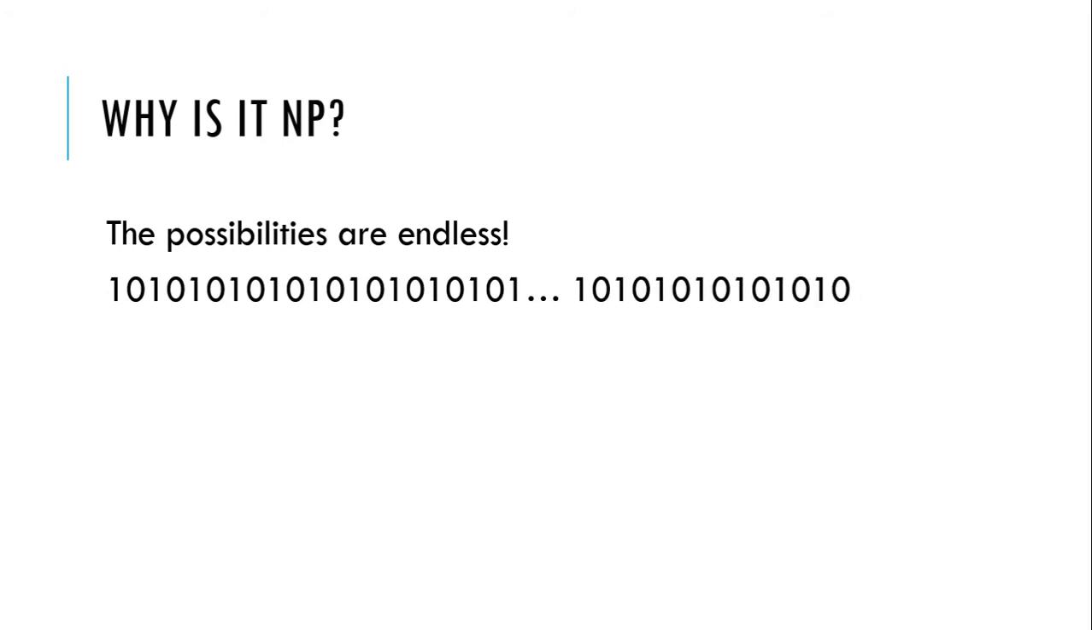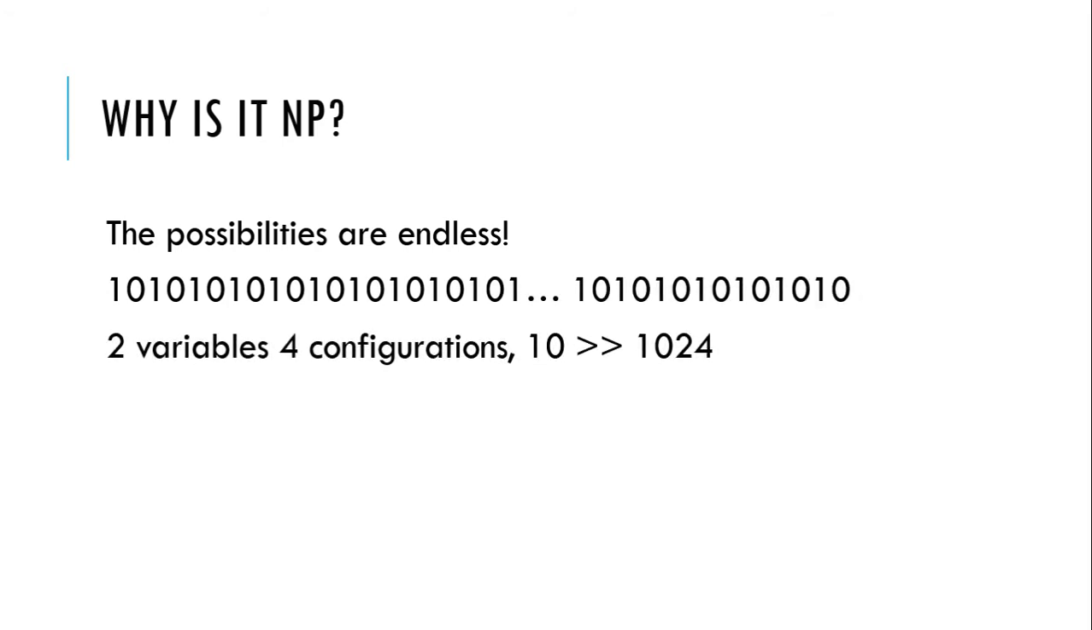The second question that comes up is, why is this in NP? Well, when you think about this, you realize that the possibilities of configurations are endless. There are going to be some easy problems that have two variables, such as A and B. They're going to have 4 configurations.